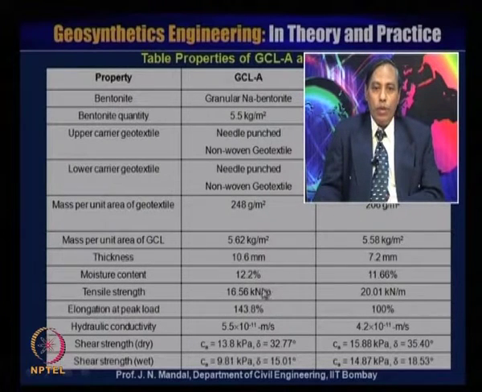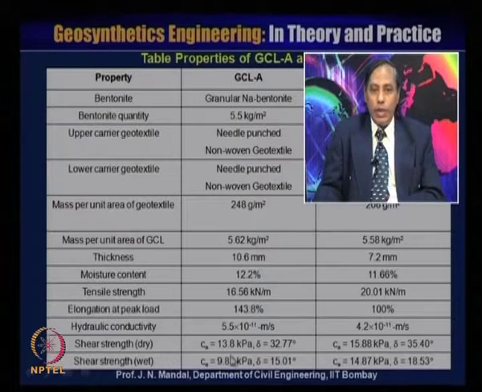Moisture content is 12.2%, and for GCL B 11.66%. Tensile strength of GCL A is 16.56 kilonewton per meter and for GCL B 20.01 kilonewton per meter. Elongation at peak load is 143.8% and for GCL B is 100%. Hydraulic conductivity is 5.5 times 10 to the minus 11 meter per second for GCL A and 4.2 times 10 to the minus 11 meter per second for GCL B.